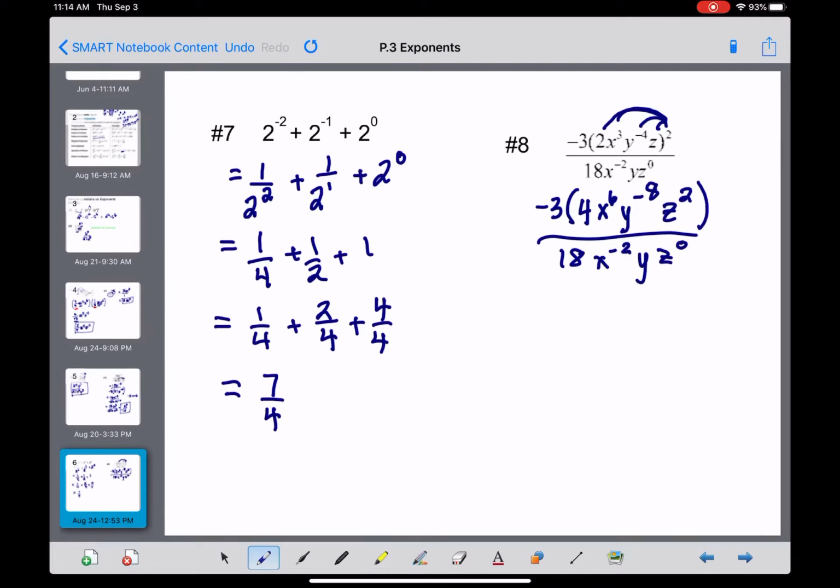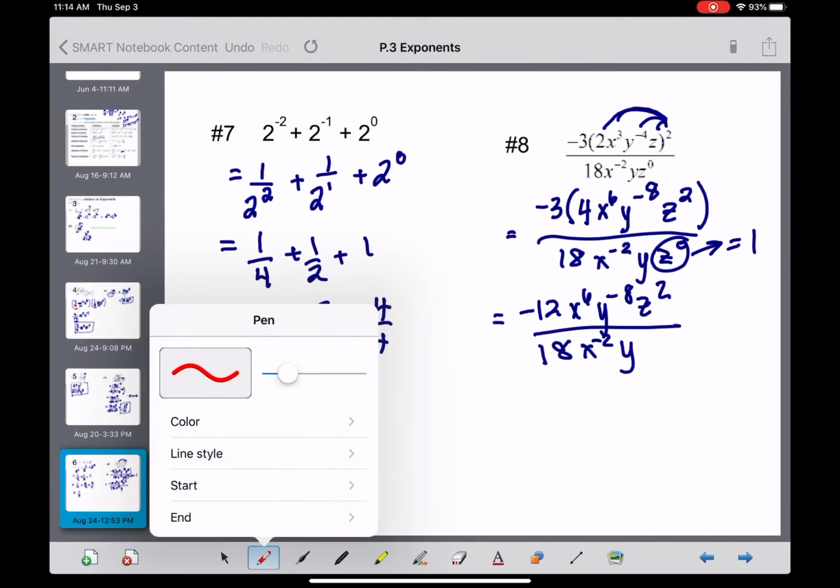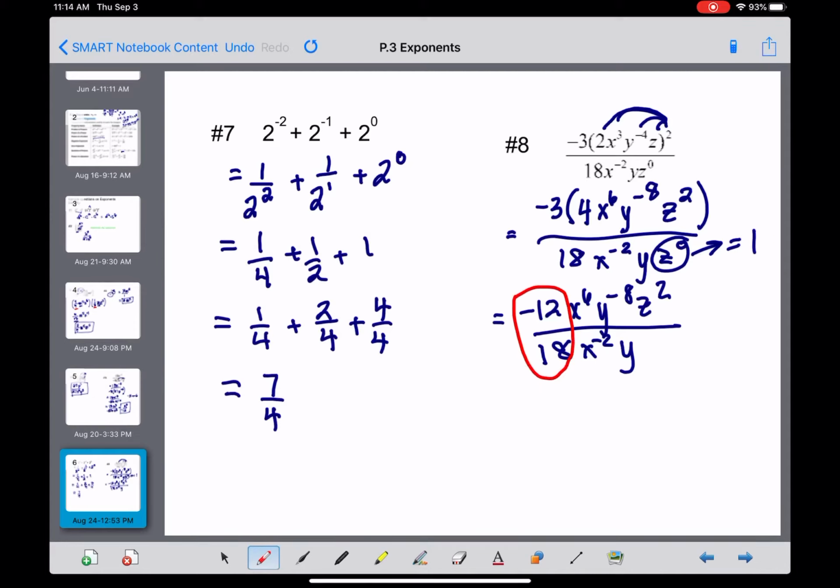Okay, so let's simplify that here. This -3 and 4, I'll simplify that. So -12, we have x to the 6th, y to the -8th, z squared, over 18 x to the -2nd, y, and z to the 0, which is equal to 1. So I don't really need that anymore. Okay, so now I'm going to simplify the numbers. So -12 divided by 18, remember we're not subtracting, we're just dividing. That's going to give me a -2/3 when you simplify that.